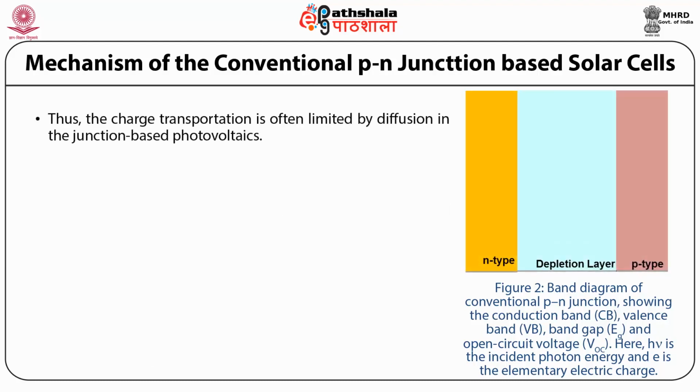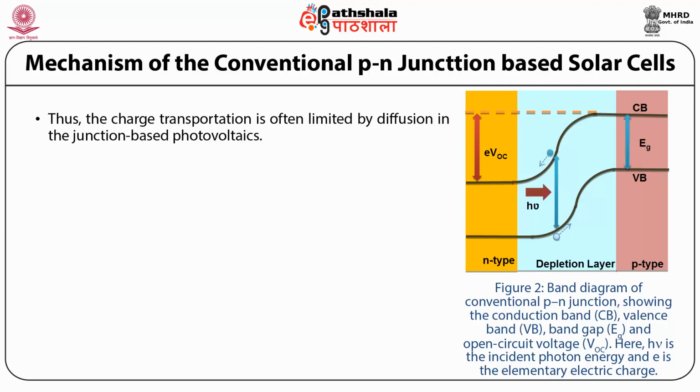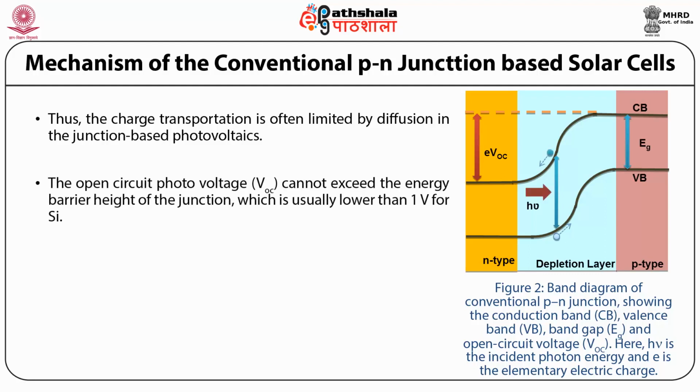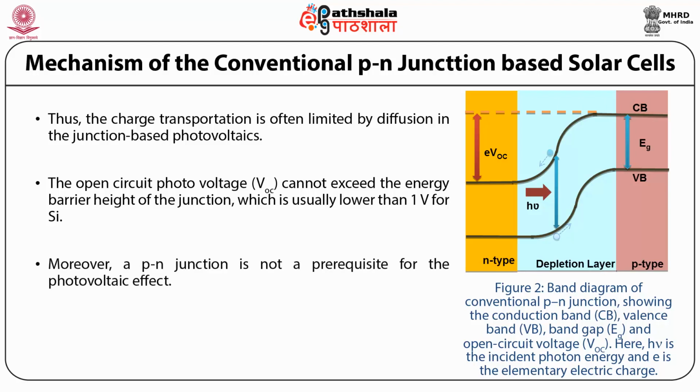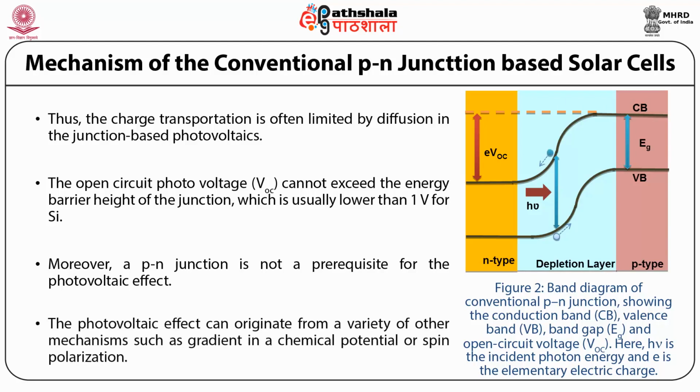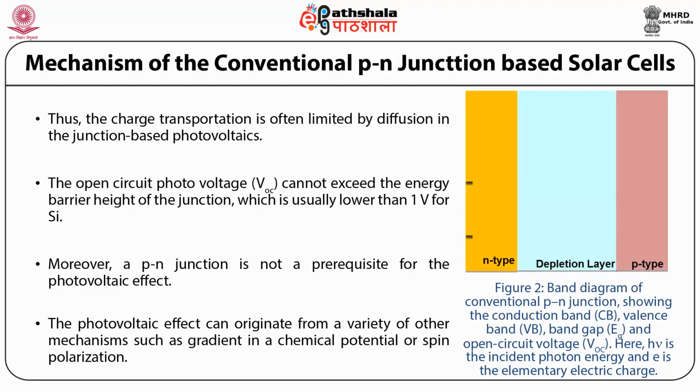Thus, the charge transportation is often limited by diffusion in junction-based photovoltaics. The open circuit photovoltage, or VOC, cannot exceed the energy barrier height of the junction, which is usually lower than 1 volt for silicon. Moreover, a p-n junction is not a prerequisite for the photovoltaic effect. The photovoltaic effect can originate from a variety of other mechanisms such as gradient in a chemical potential or spin polarization.